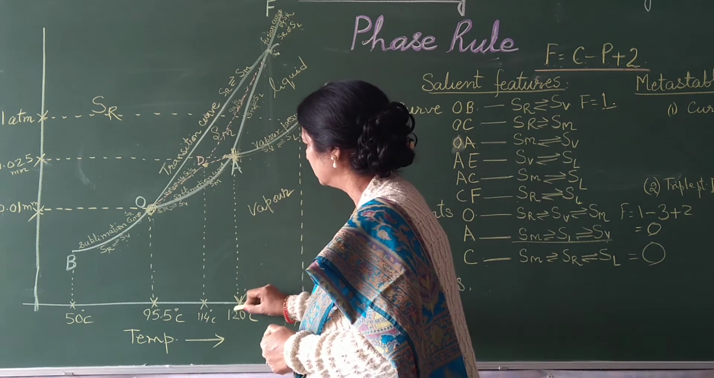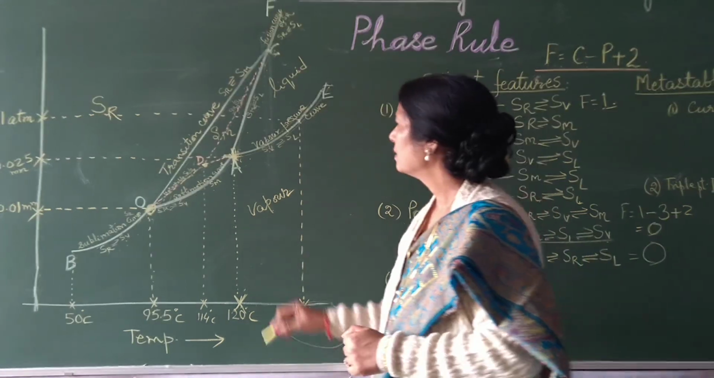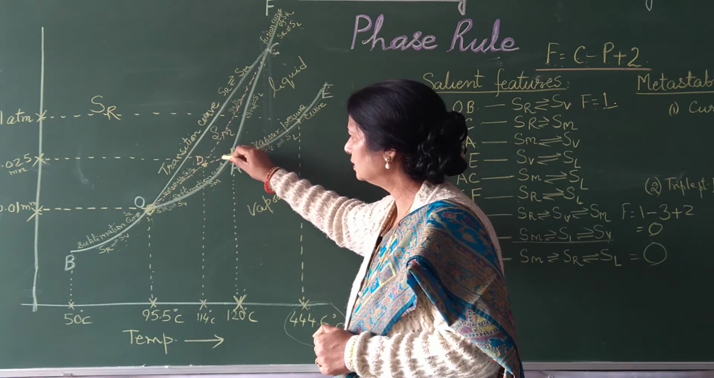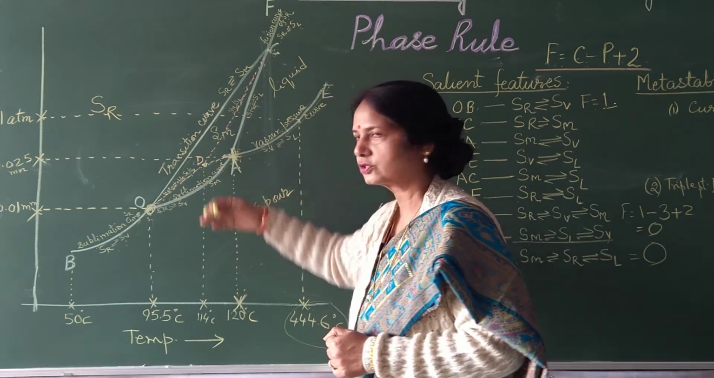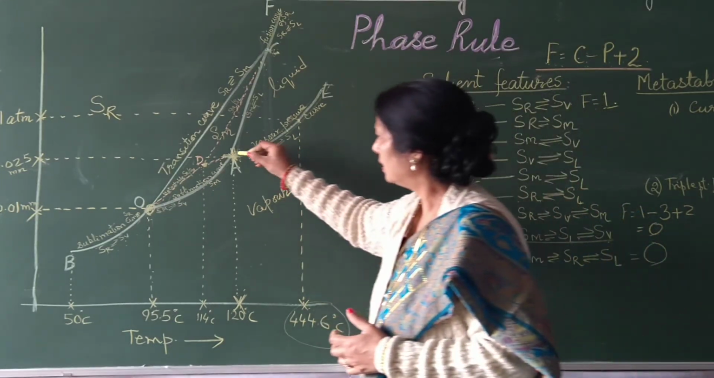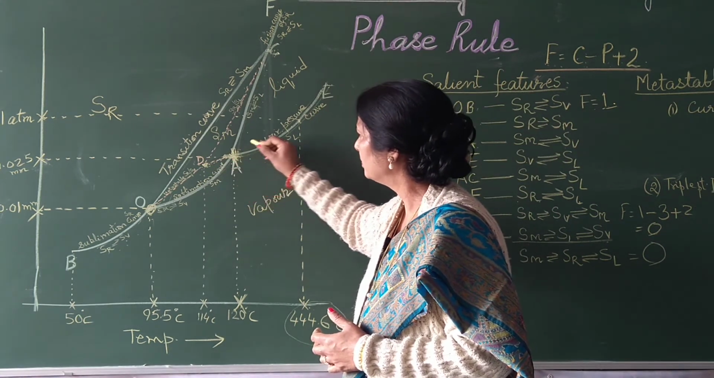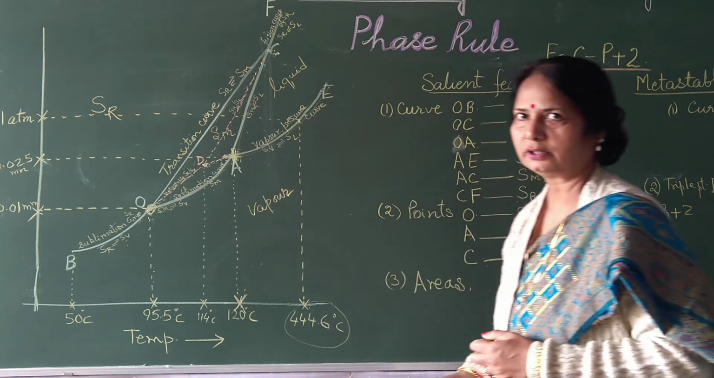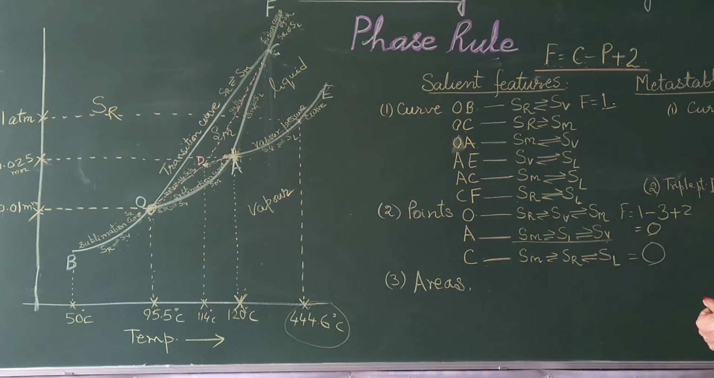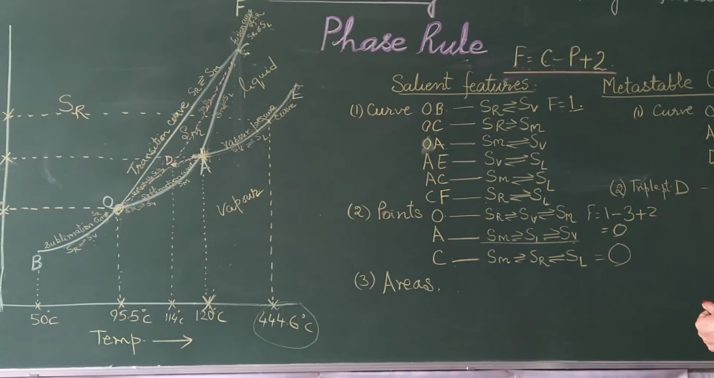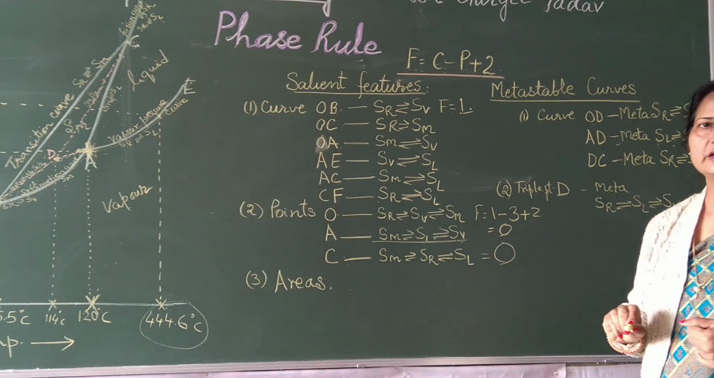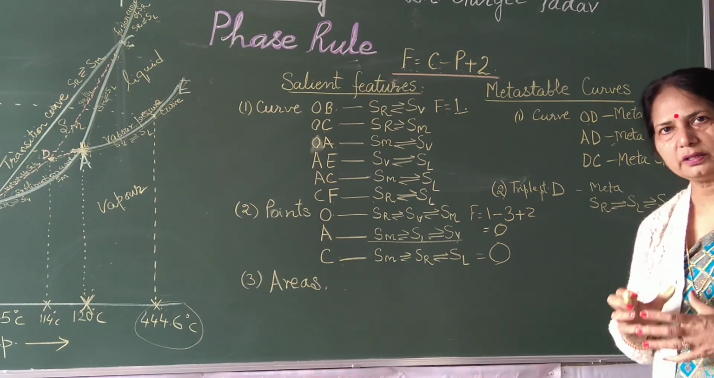Another metastable equilibrium is this point A. It is actually the melting point of monoclinic sulfur. But suppose we cool the sulfur in such a way that it does not get transformed to the monoclinic form. Then a metastable equilibrium is established between the vapor phase and the liquid phase without appearance of the monoclinic phase. So this point AD again represents a metastable equilibrium, where the liquid sulfur is in metastable equilibrium with the vapor phase.